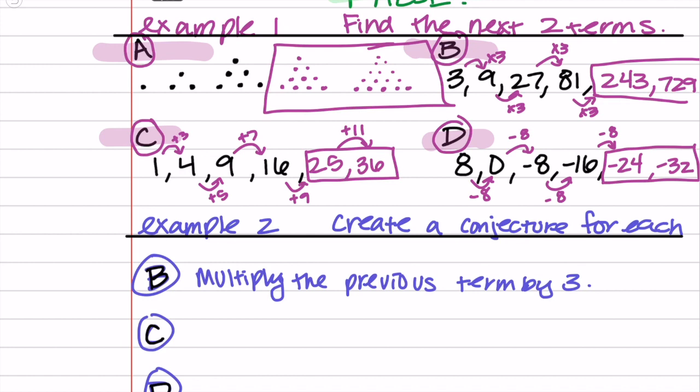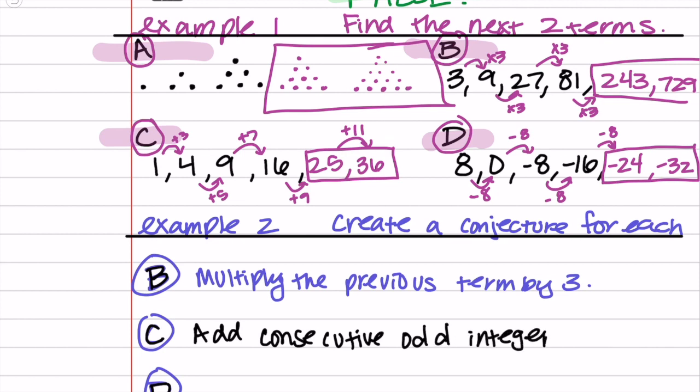All right, now let's look at C. The first one we saw, and we talked about this, is that we are adding. I'm going to switch colors so it's a little bit easier to see. We are adding consecutive odd integers, right? And we saw that with the 3, 5, 7, 9, 11. But there's also something different.